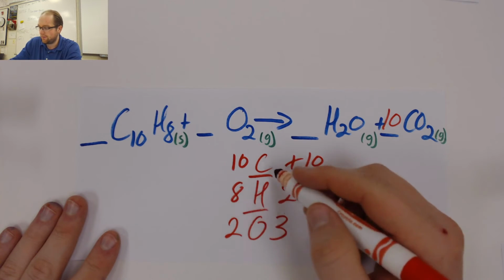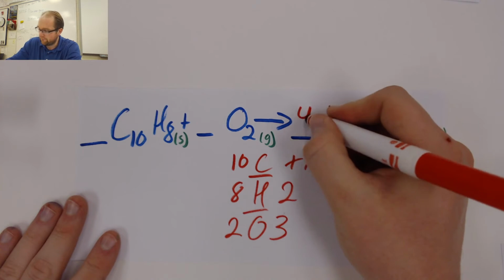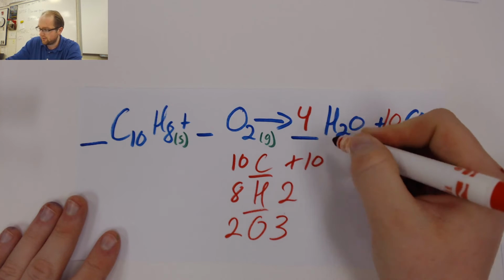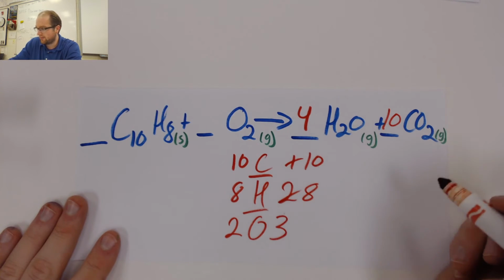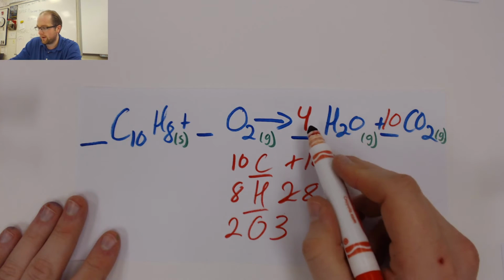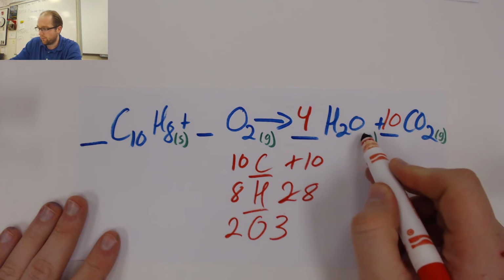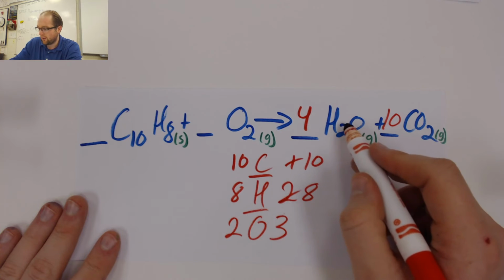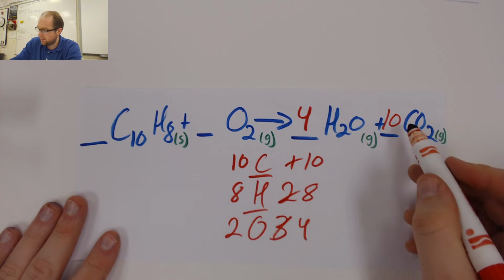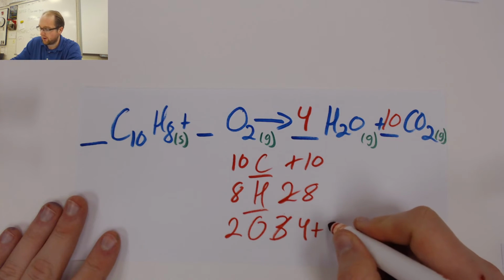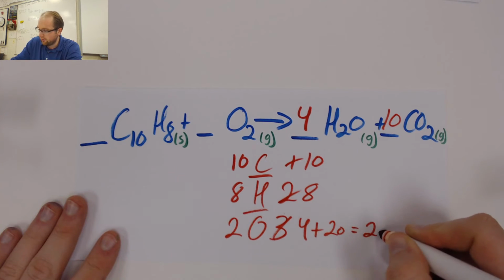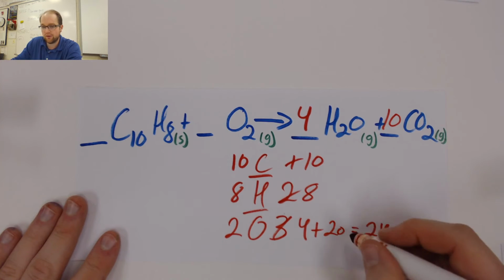Hydrogens, I need 8. So I would need to put a 4 in front because 4 times 2 equals 8. Now I have to count my oxygens on this side. So I have to do both of these at the same time. 4 times 1 gives me 4 oxygens. 10 times 2 gives me 20 oxygens from those carbon dioxides. So my total number of oxygens on the right is 24.